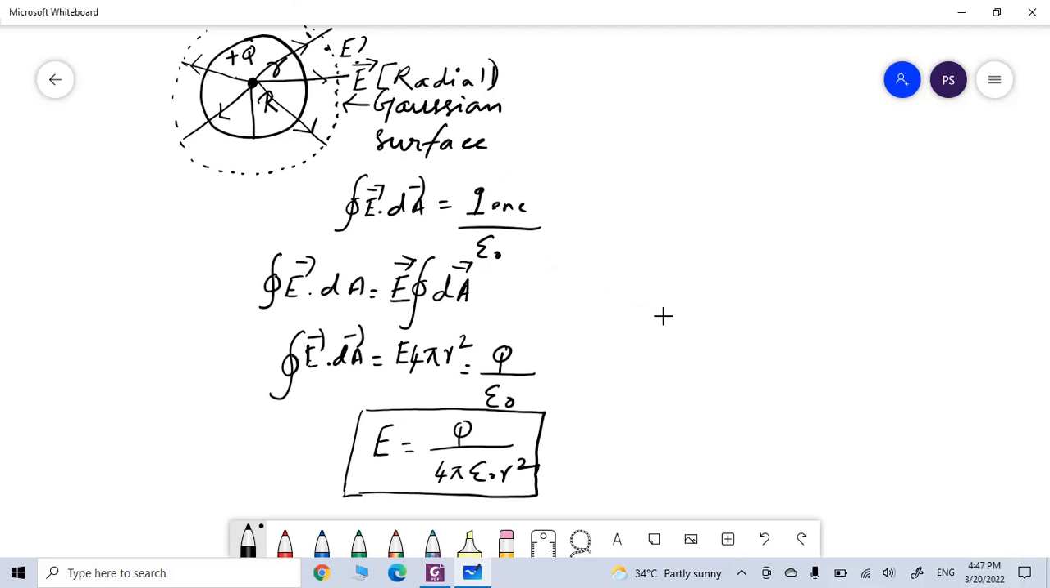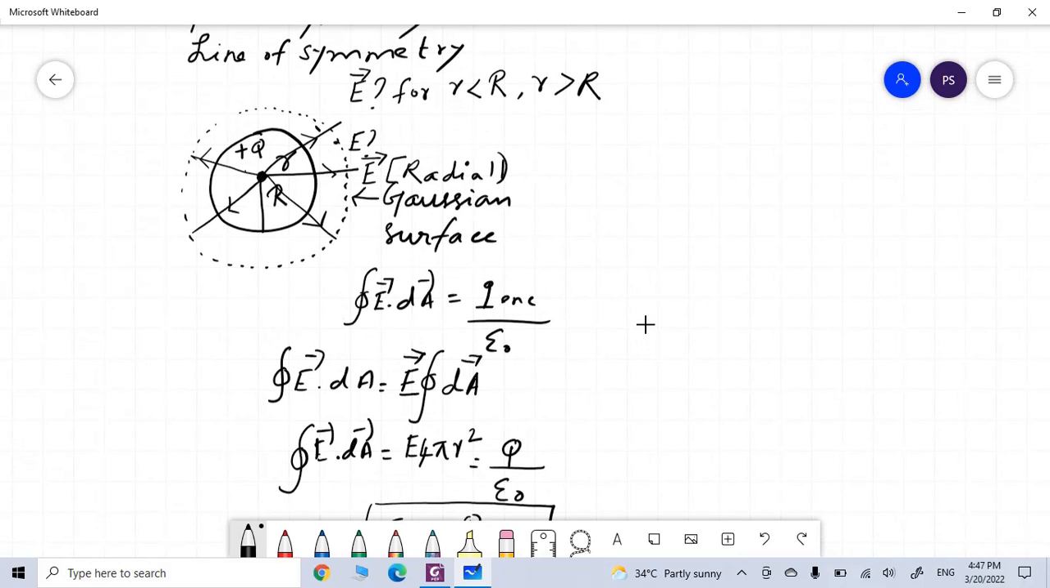Now things can get a little bit trickier. How it can get trickier, we shall see. Now suppose you want to evaluate, since r greater than R is already over, the case r less than R. You just need to construct another Gaussian surface like this. Once again, let's assume that this radius is r.